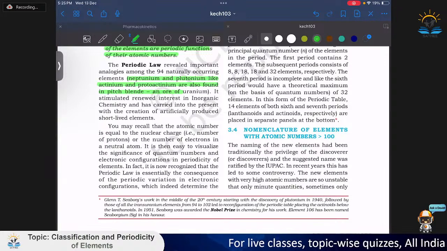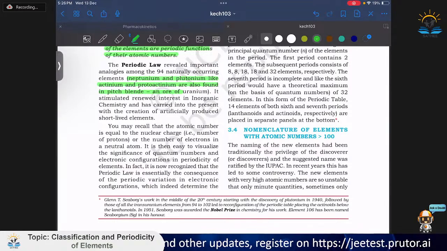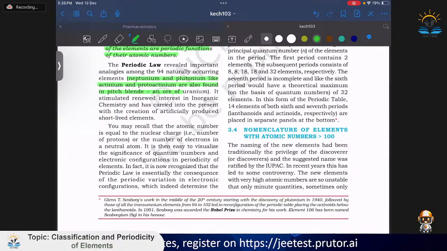This whole thing is about naturally occurring and synthetic. Although after uranium there is no naturally occurring element, some degree of neptunium, plutonium, actinium, and protoactinium are found in pitchblende, that is an ore of uranium. So basically, these four elements occur after atomic number 94, but they do occur in the ore of uranium. So you cannot call them artificial or synthesized elements.